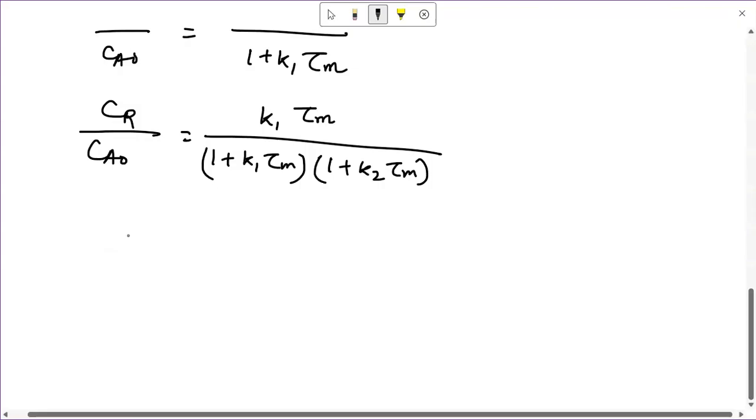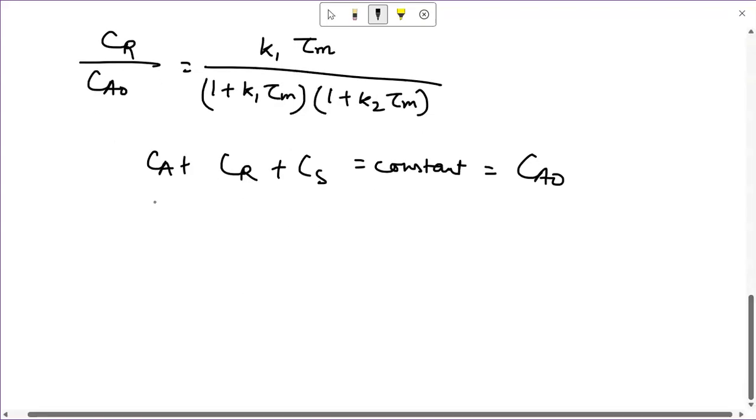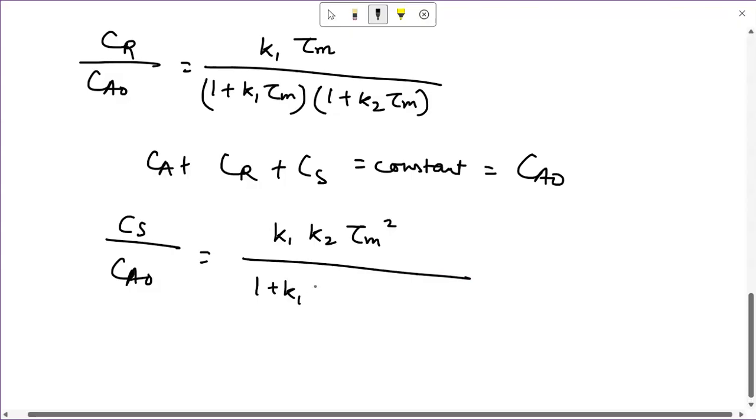Now Ca plus Cr plus Cs will be constant for the mixed flow reactor, and this equals Ca0. So you can use this and get that Cs by Ca naught equals K1 K2 tau m square by 1 plus K1 tau m multiplied by 1 plus K2 tau m. Okay, this is how you will be obtaining it.